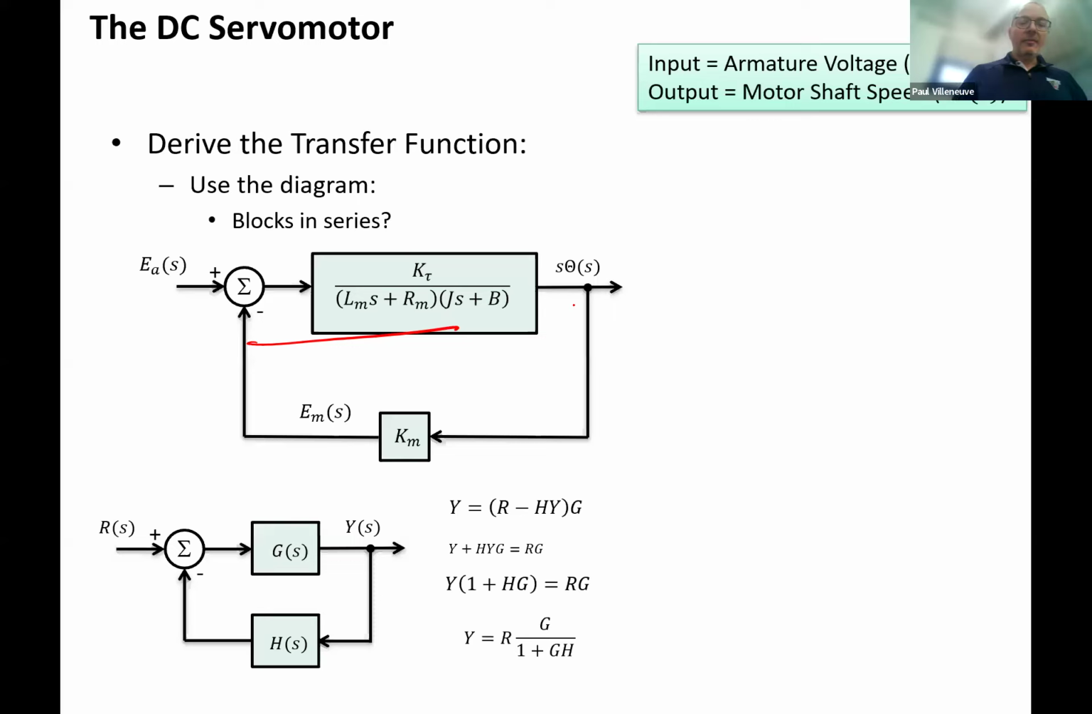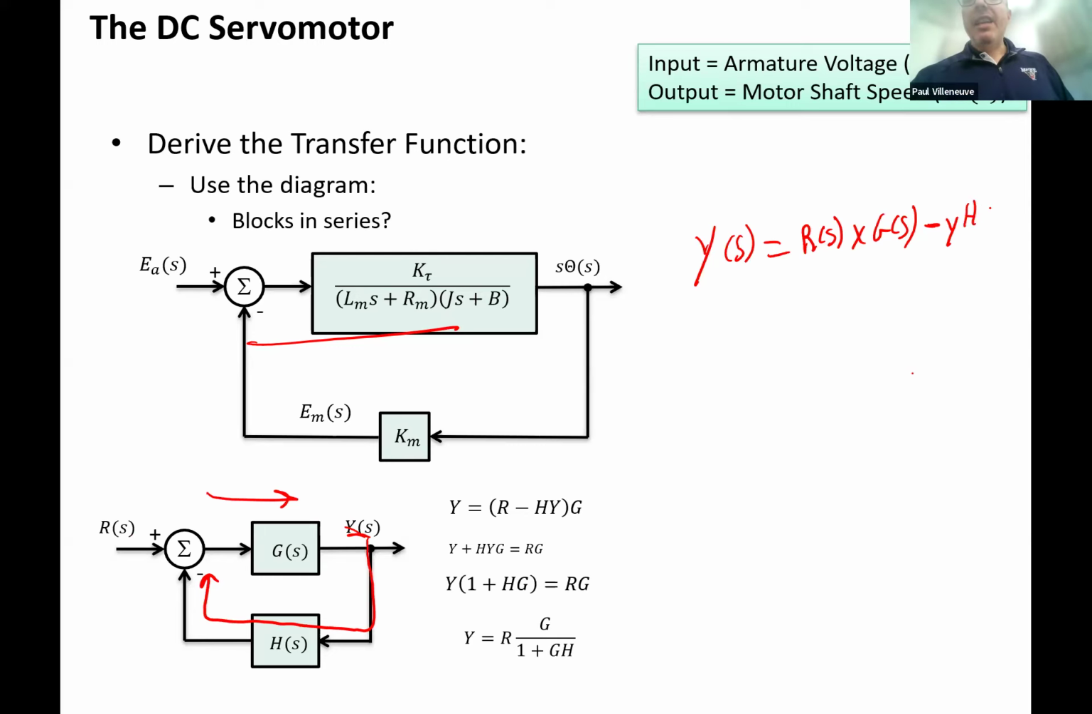Then this is the KM term that's in the feedback path, which if you have a feedback block, the way that you do this is my output Y of S is going to be equal to my input R of S times G of S. That's the term that comes in over here. But notice there's also this term that comes back, but it comes back as a negative. So that's Y times H times G. I'm going to bring that to this side. So Y plus Y times HG is equal to R times G.